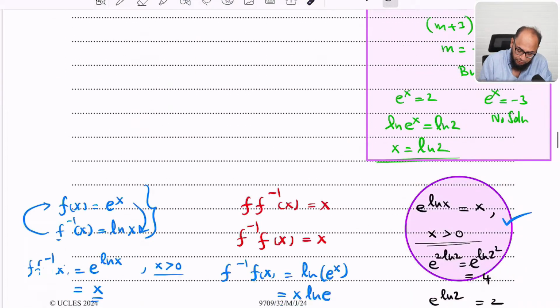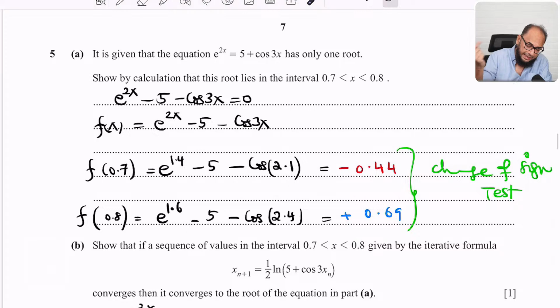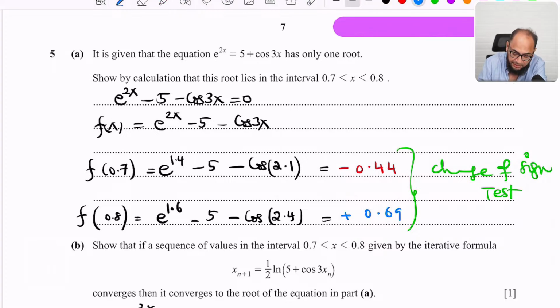So question number 4. Let me do one other question and then I'll go to the examiner report. So now it says it is given that the equation has only one root. Now, what is the name of this particular chapter? This is numerical solution of equations. Now, let me just check one thing. That is over here. Let me just check.